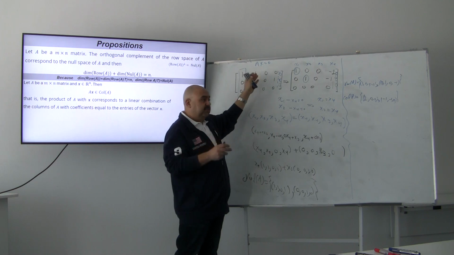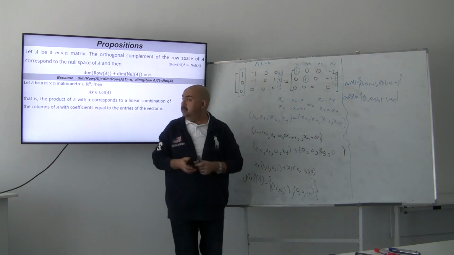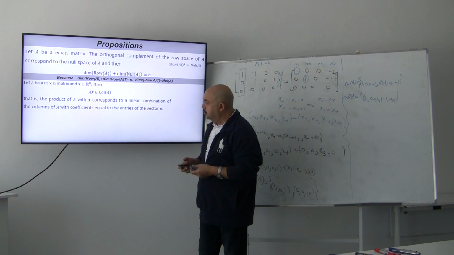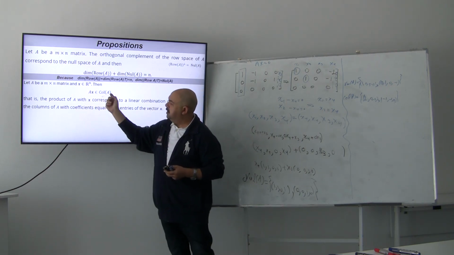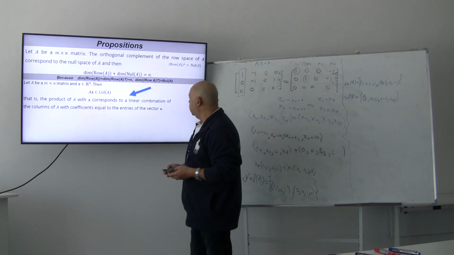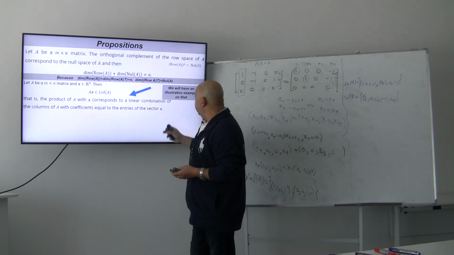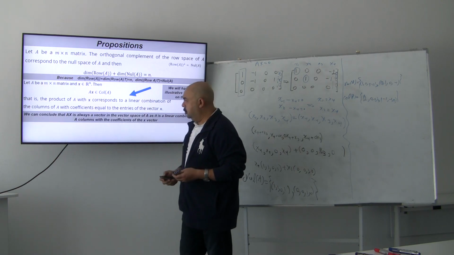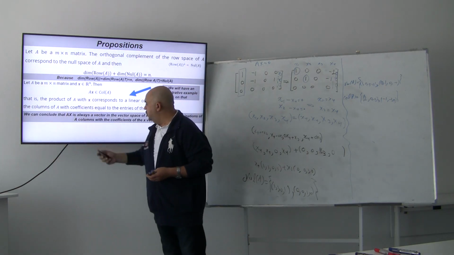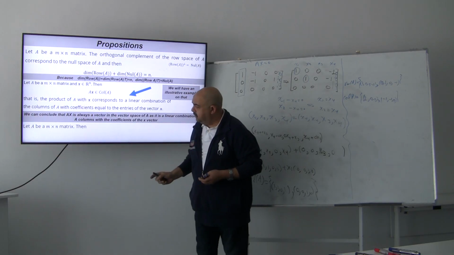times x2 plus the third row times x3, which equal to 0. And this leads to that A of x is a linear combination from the column space of A. Okay, we will have an illustrative example just after this slide. Also, we can conclude that Ax is always a vector in the vector space of A.